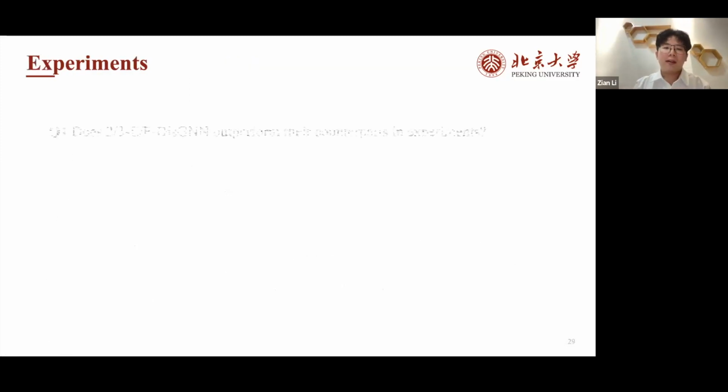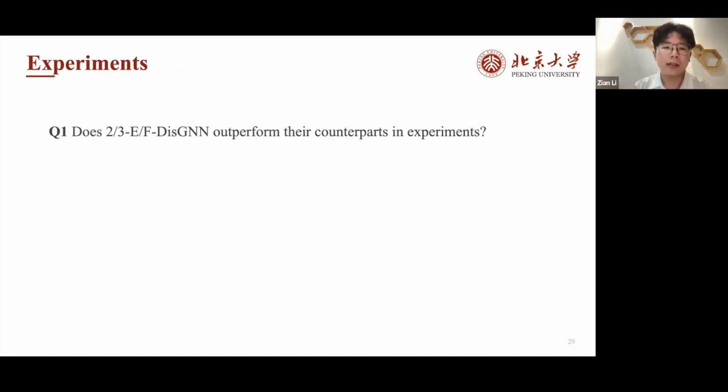Then we will evaluate our model's performance in some experiments, and in this part we will focus on several questions. The first is, can our 2 and 3 order, E and F variant DisGNNs outperform their counterparts in experiments? By counterparts we mean DisGNNs for order 2 and GNNs for order 3, because we showed in the theoretical part that order 2 can implement DisGNNs and order 3 can implement GNNs. So we want to see their experimental performance.